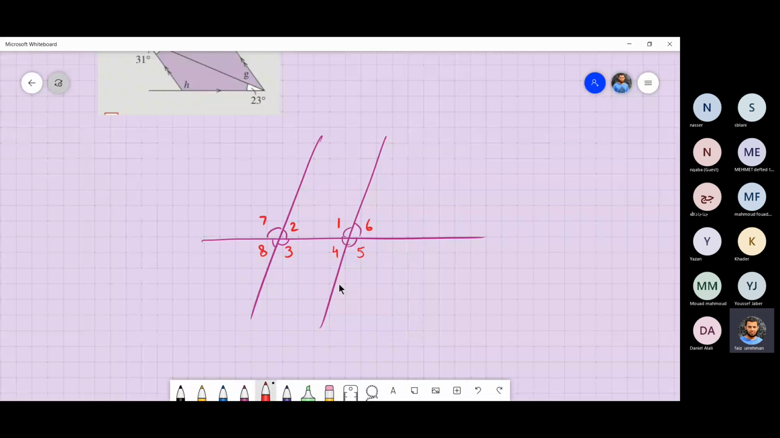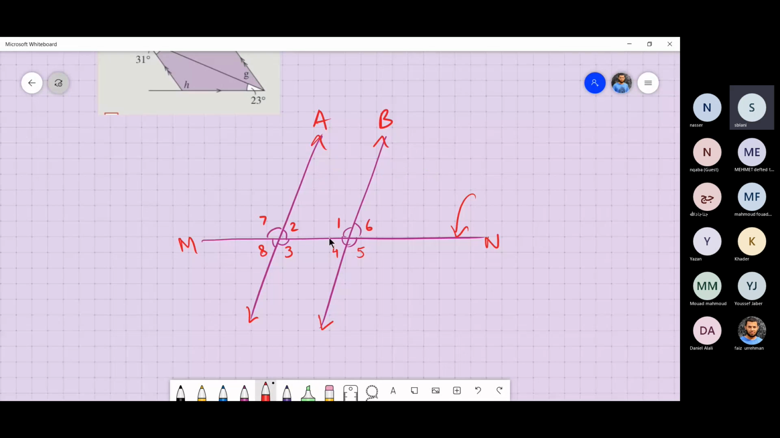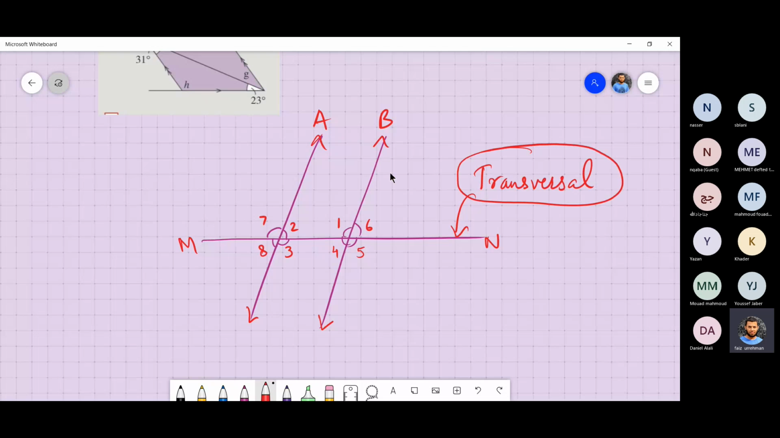So these are two parallel lines, A and B, okay? And what is the name of this line MN? What is this line known as, which is cutting two parallel lines? Straight line? How straight line? All are straight lines. This is also a straight line. Continual. Brilliant, this class is brilliant. This is a transversal.